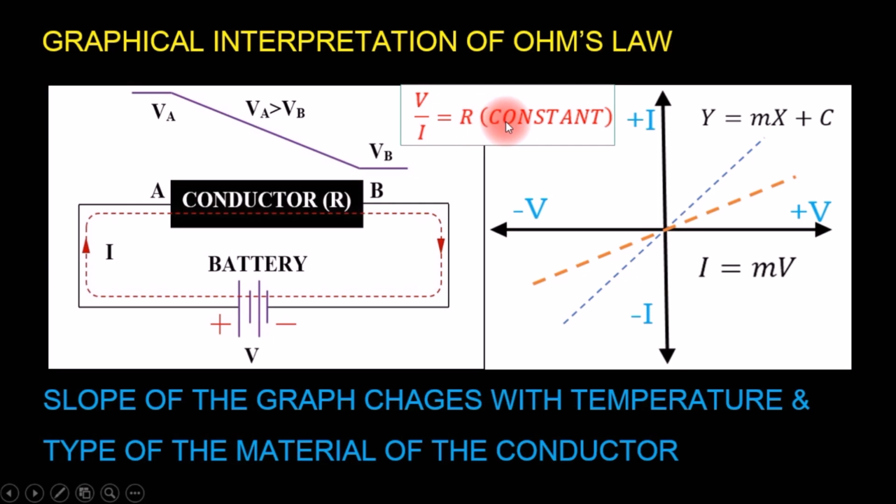equal to a constant, and since the graph is a straight line, we can represent these straight lines by the equation y equal to mx plus c. The graphs are passing through the origin, so this c will become 0. Finally, I can transform this equation in the form of I equal to mV, where m is the slope of the graph. The slope of the graph changes with temperature and type of the material of the conductor.